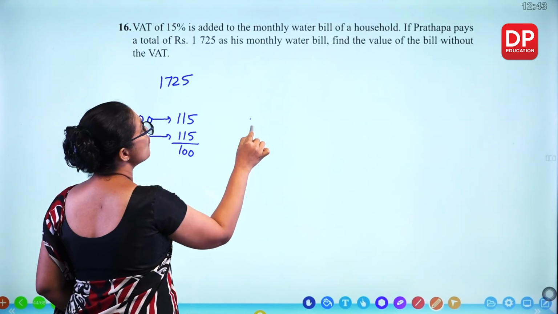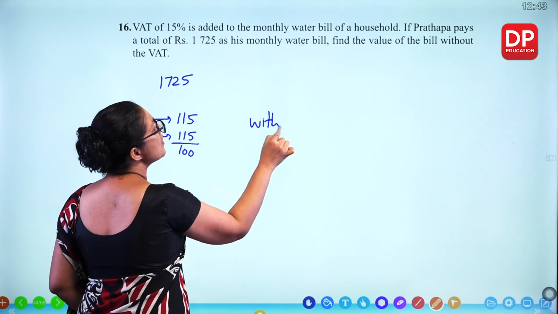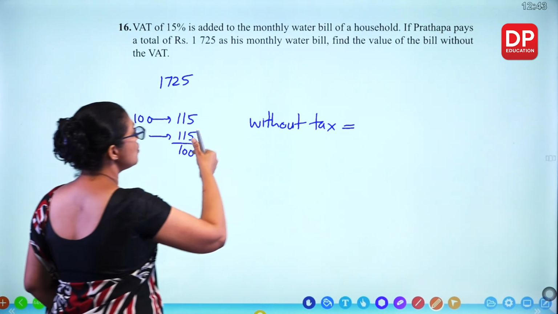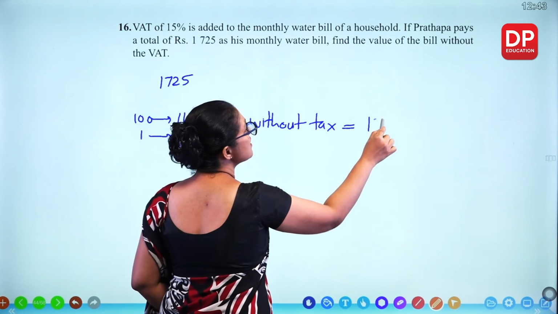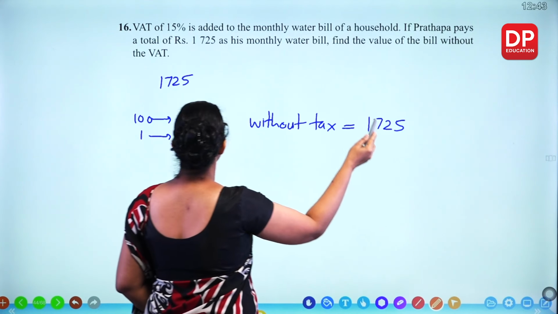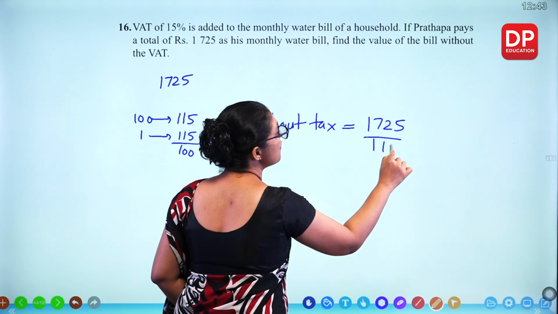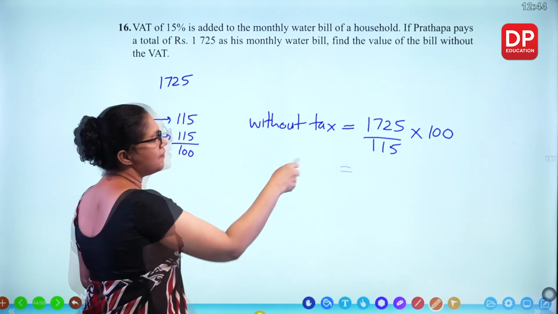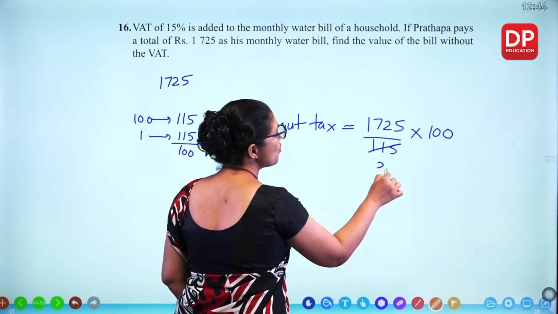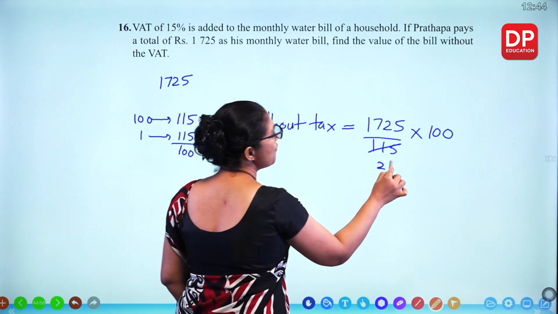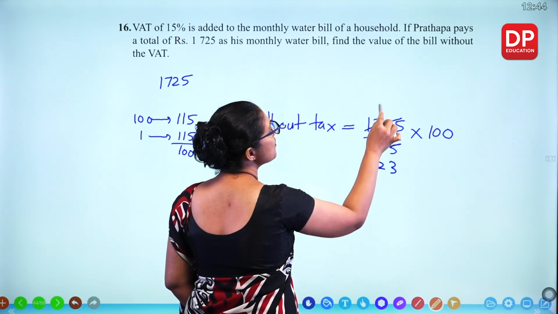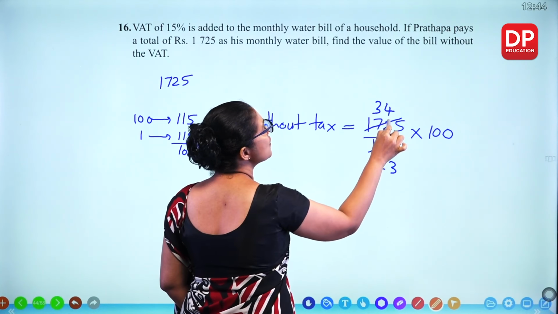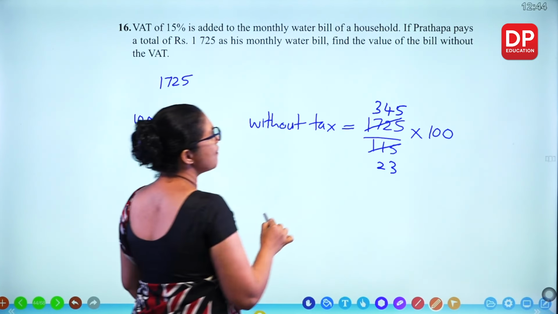So how can you find out the amount without tax? You do it the other way around. So 1725, you divide by 115 and multiply by 100. We'll divide by 5. 5 times 2, 10. For 15, 5 times 3. 5 times 3, 15. For 22, that's 4 and 5.